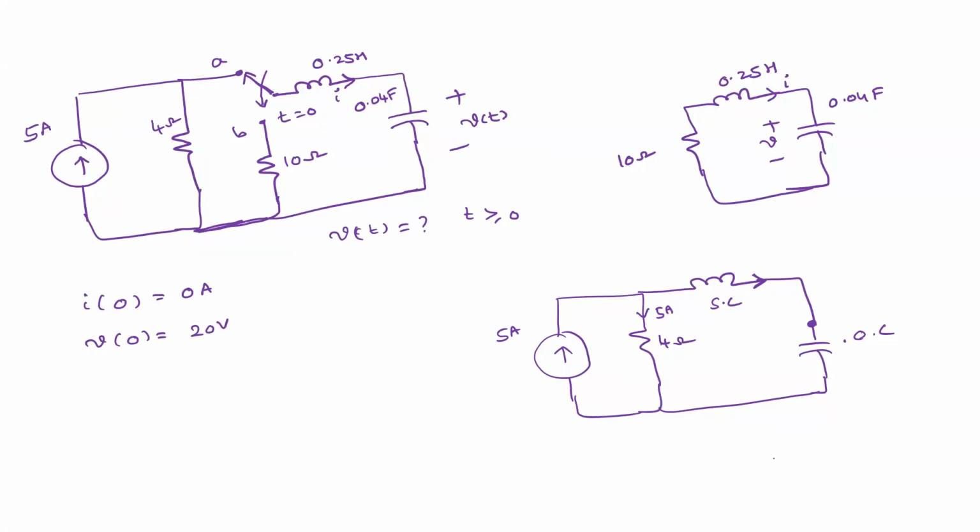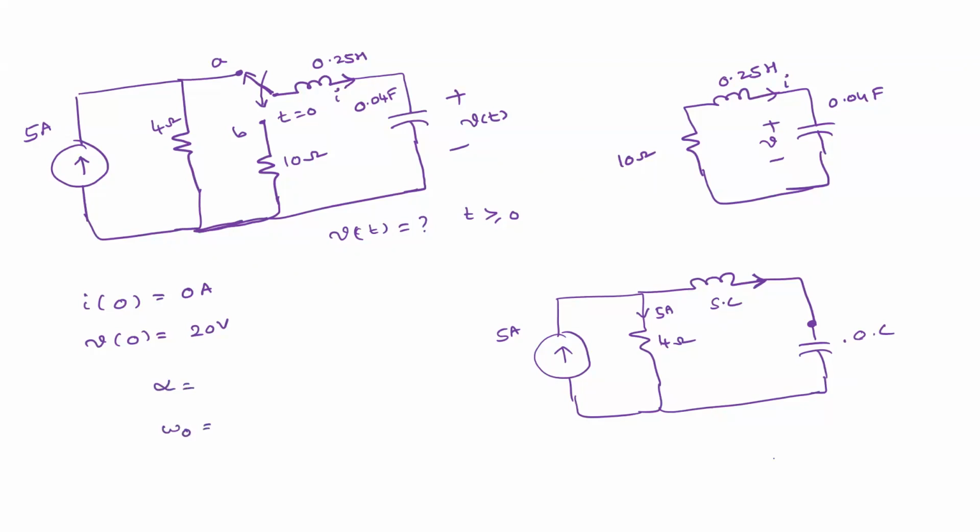What is the next step? We have an RLC circuit. The first step is to find the roots for this RLC circuit, and based on that we need to choose one solution. So how to find the roots? For finding the roots, we need to calculate the alpha value and omega naught value.